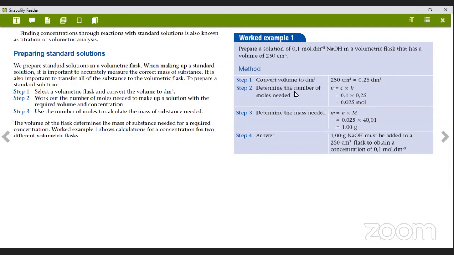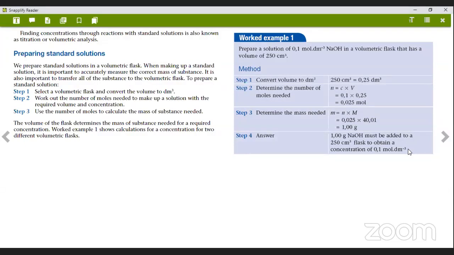As you can see here, determine the number of moles. Everything that you get, you always first have to convert it to the number of moles, and then you determine the mass. So which means 1 gram of NaOH must be added to a 250 cm cubed flask to obtain a concentration of 0.1 mole per dm minus 3. Do you guys understand what this means? It means that in preparing a standard solution, you have to do the calculation before you do the actual experiment. And when you start your experiment, you need to know what you need.